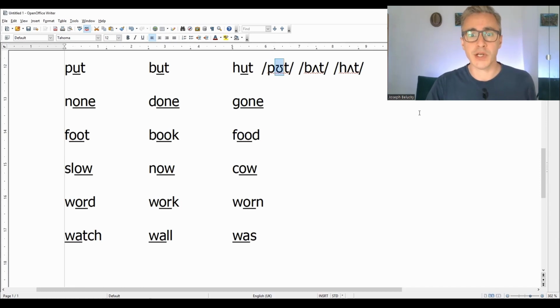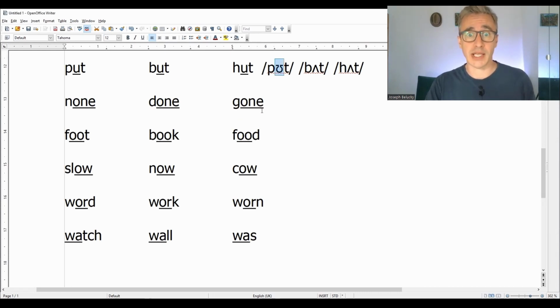Okay, moving on. These three very similar words. Let's see if you can work out which is the odd one out here. Okay, so have you worked it out? Well, let's go through them. None, done, gone. None, done, gone. I think it should be an obvious one, this one. And it's this one that is the odd one out.